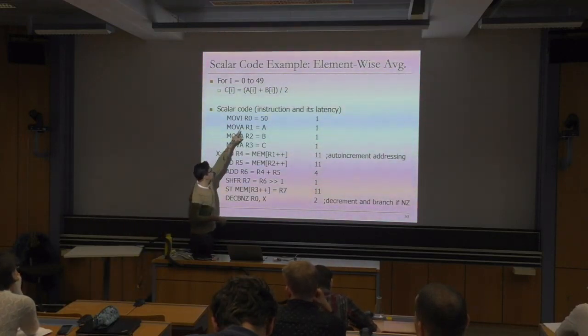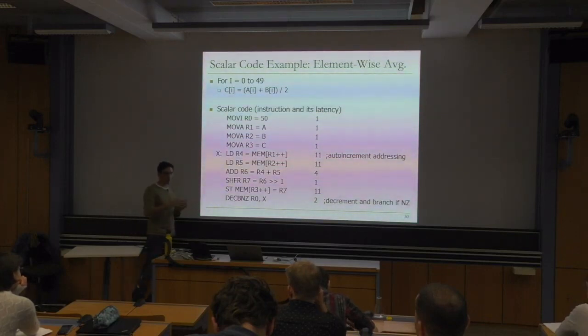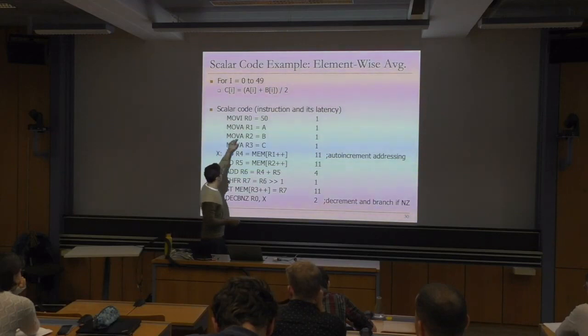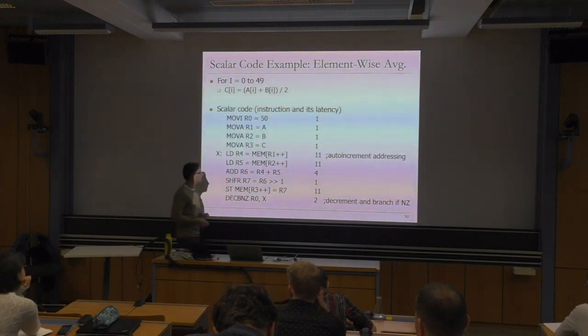First thing is we load 50 in register R0. Why is that? Because we need to perform 50 iterations to compute over the 50 elements that each of the arrays have. Then we have the address of A and the address of B respectively in registers R1 and R2, and then the address of C in R3.